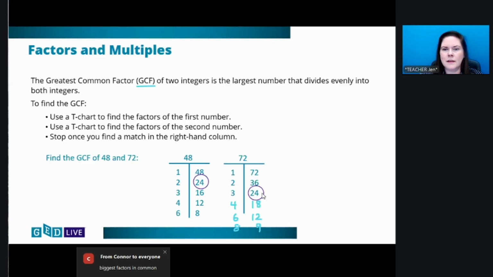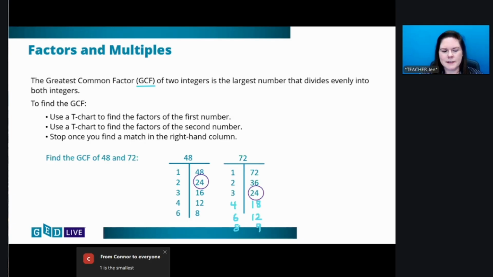It's true that the left-hand side, for example, has 16, but that's not greater than 24. So we're looking at the GCF, the greatest common factor. And we ask ourselves, what's the biggest number that we can find on both charts? Exactly, got to have a match. And we want the biggest one because it's fair. They both have one, right? And they both have two, but those aren't the greatest.